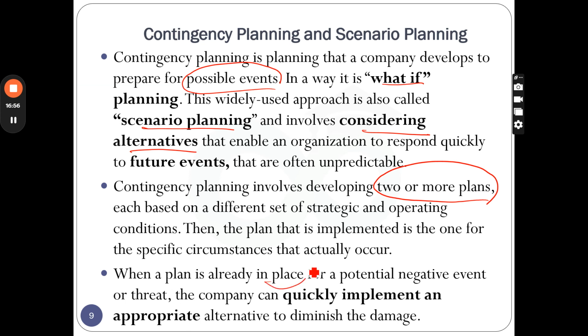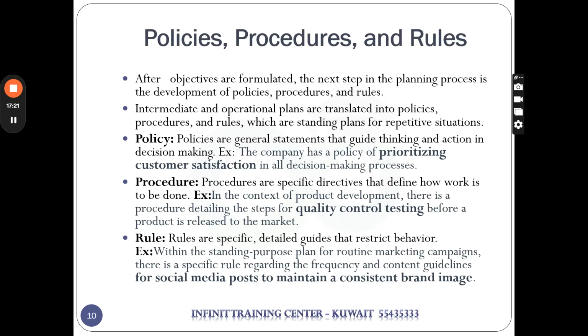So when a plan is already in place for a potential negative event or threat, the company can quickly implement an appropriate alternative to diminish the damage. So you have a plan B. So future events are not going to impact you much, because you can immediately switch to your second plan. That is what we call contingency planning or scenario planning.